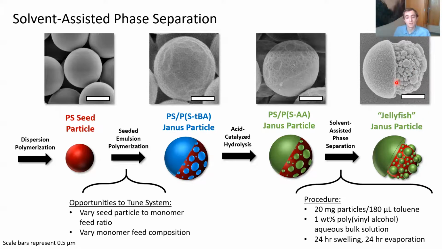The procedure for this is essentially we do something similar to seeded emulsion polymerization, where we have a stabilized emulsion, and we surround these particles with a surfactant, and we swell them with toluene.